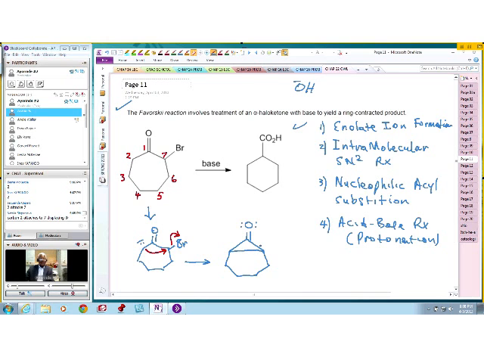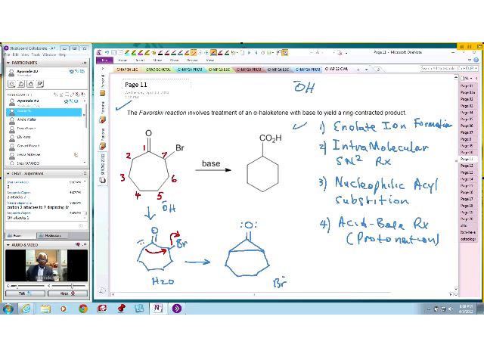So we form a cyclic 3-membered ketone. Okay, the bromide is gone. Now about step 3. What do you think is going to happen in step 3? By the way, we form water here. Okay, what do you think is going to happen in step 3?